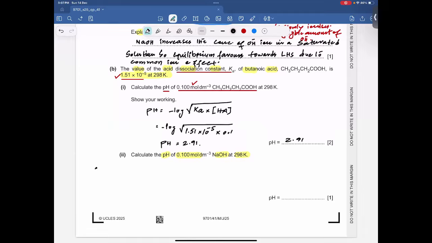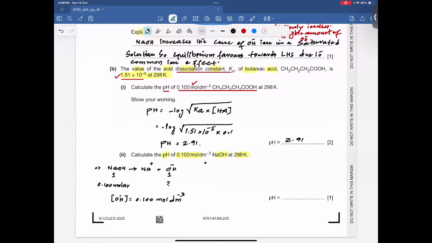Let me show you the working. NaOH is a strong alkali. It ionizes fully into its sodium ions and hydroxide ions. According to the equation, it is a 1:1 ratio. So if we have a concentration of 0.1 mole per dm cube, which is also called molar, the concentration of hydroxide ion is also the same. That is 0.100 mole per dm cube.